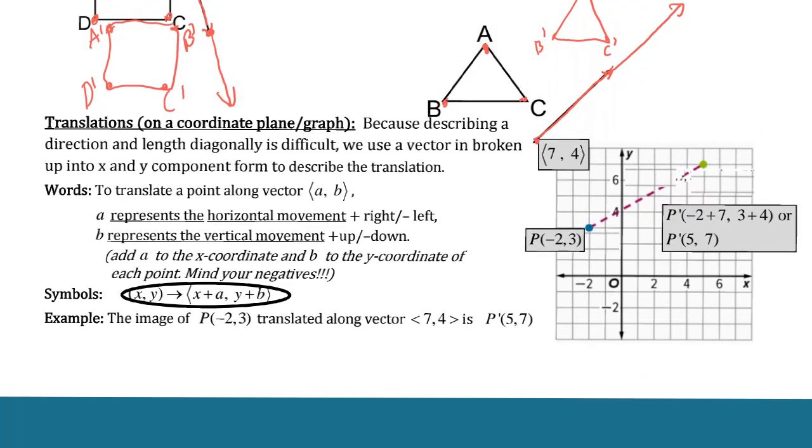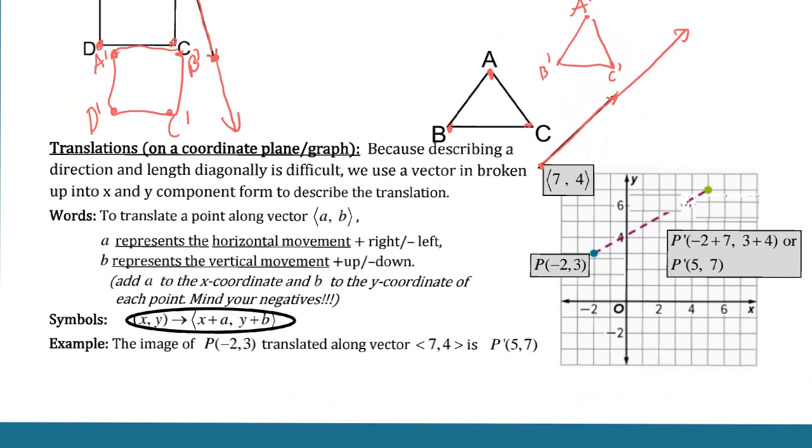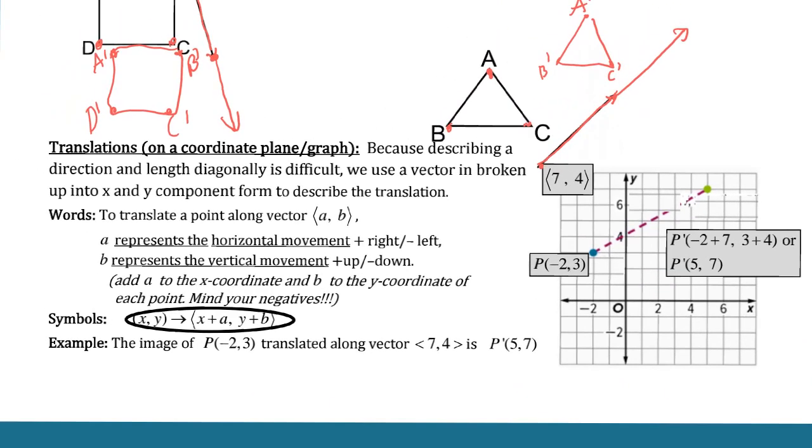When you do have graph paper, you're going to see this vector. And again, we already talked about how the vector tells the horizontal and vertical components. The horizontal goes first. Okay, so let's mark that. The horizontal is the A value. Right and left: positive is to the right, and negative is to the left. And then the second part would be B. The B value represents how much up or down each point would go.